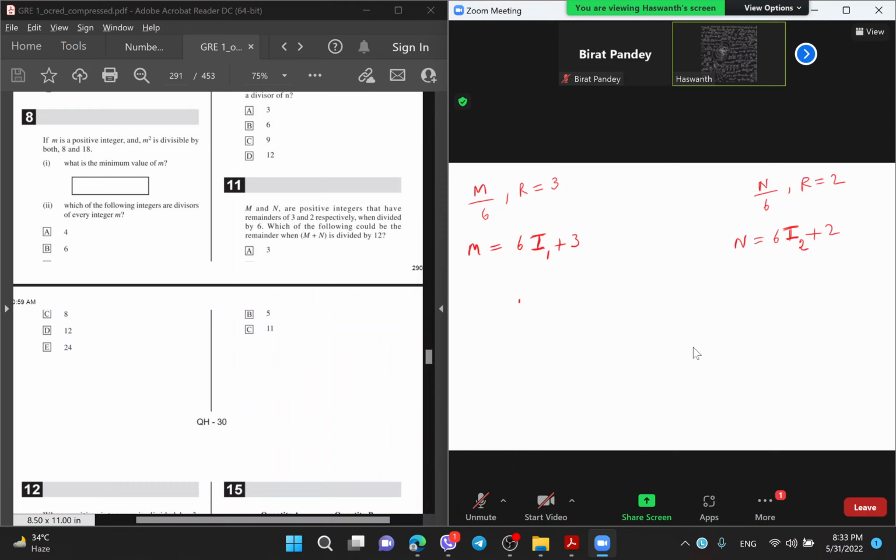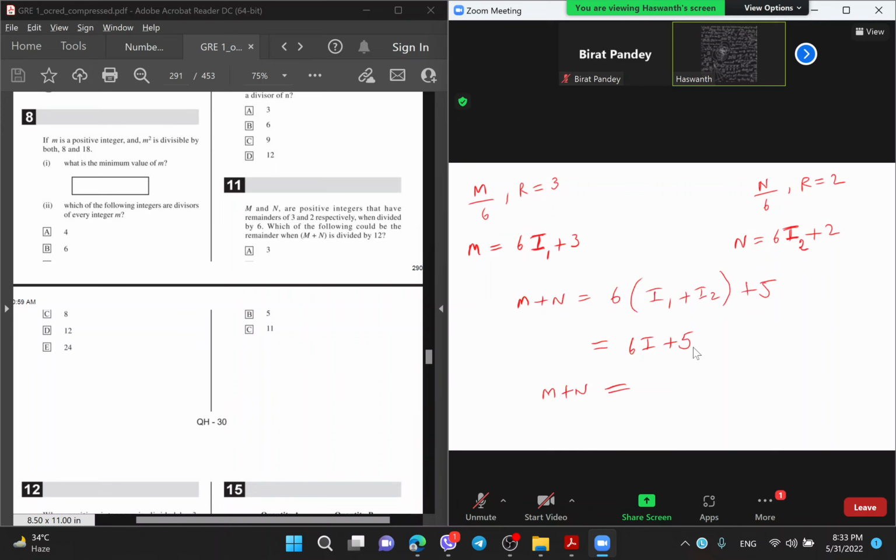Now m plus n. 6 into i1 plus i2 plus 3 plus 2, which is 5. What is i1 plus i2? i1 is some integer, i2 is some integer, sum of two integers is some other integer. 6 into some integer plus 5. If he is asking the remainder with respect to 6, you would have directly compared with the form and said 5, but he is asking with respect to 12.